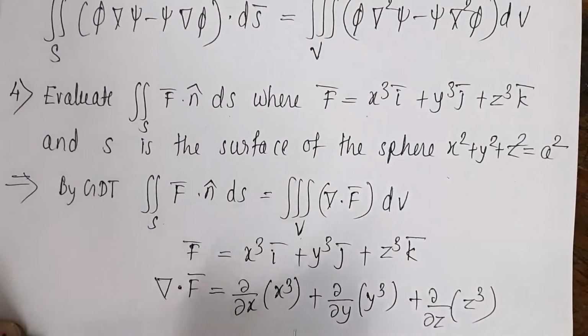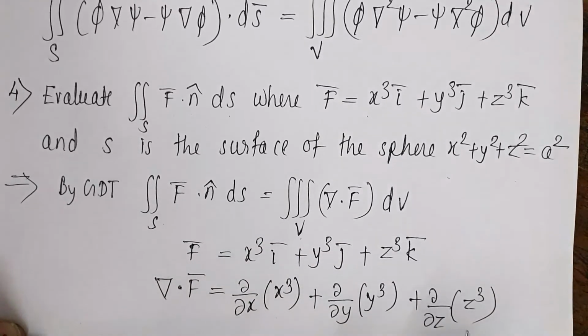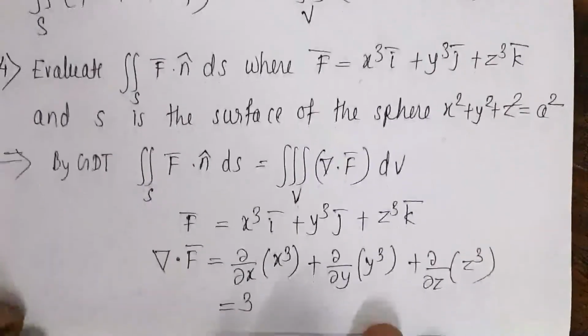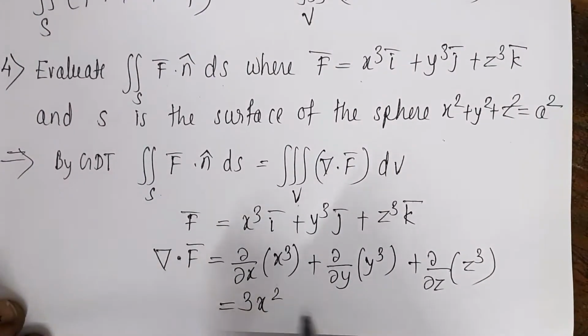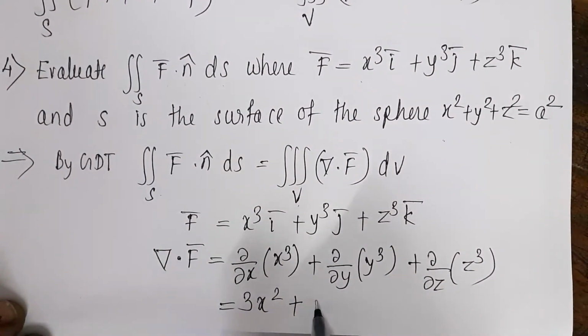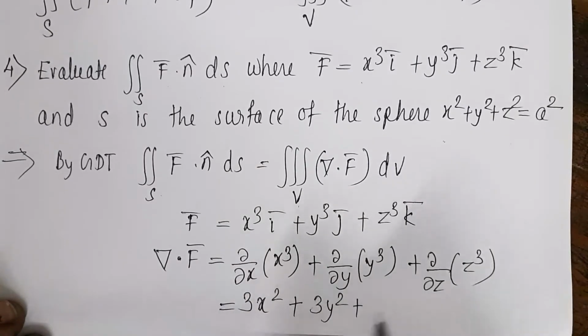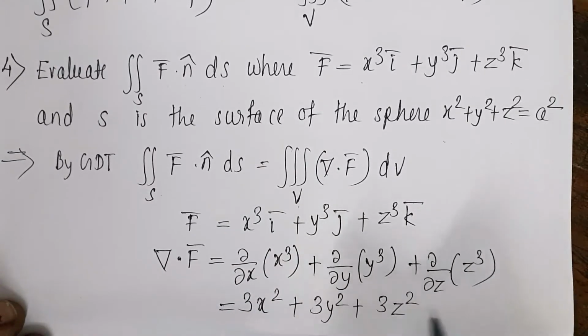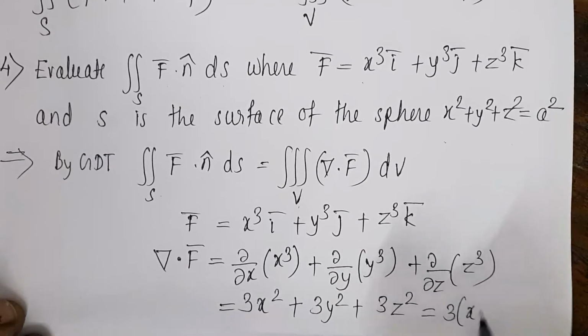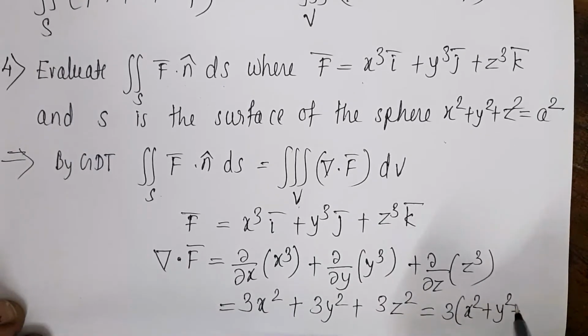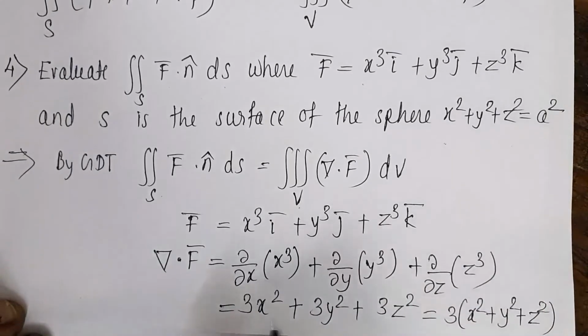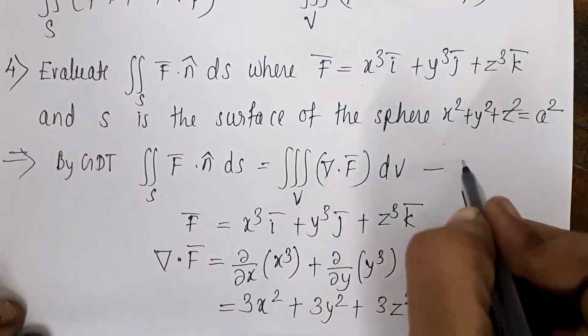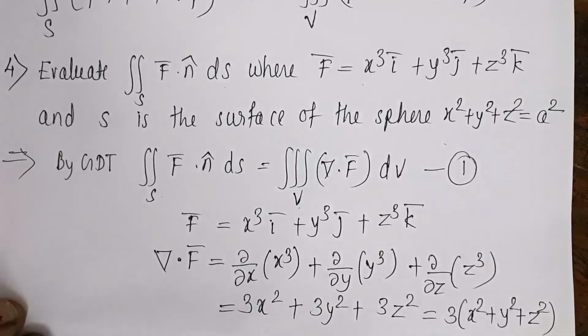Because del is ∂/∂x i plus ∂/∂y j plus ∂/∂z k. So ∂/∂x of x³ is 3x², ∂/∂y of y³ is 3y², plus ∂/∂z of z³ is 3z². So 3 is common, it is 3(x² + y² + z²). Now we got del dot f. Use this del dot f result in this equation number 1.